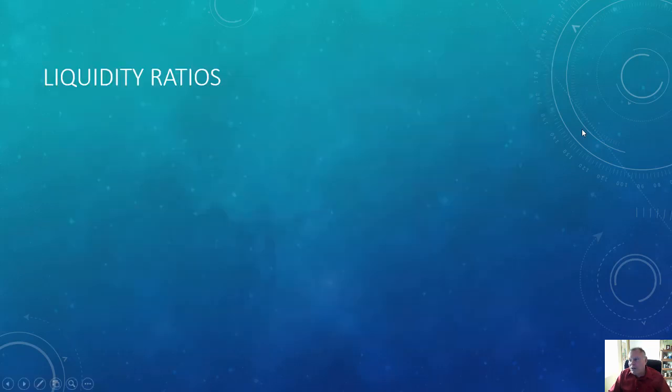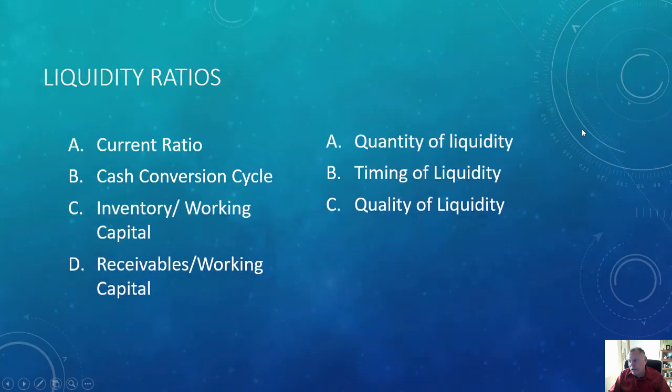When we look at this in conclusion in this liquidity piece, we say current ratio is quantity, cash conversion cycle is timing, inventory to working capital, inventory turnover, quality, receivables of working capital, quality. So these set out the basics around liquidity.